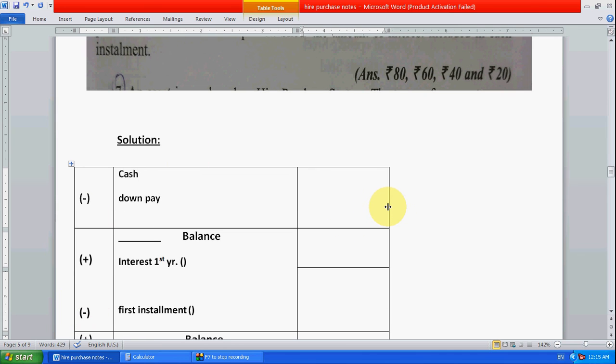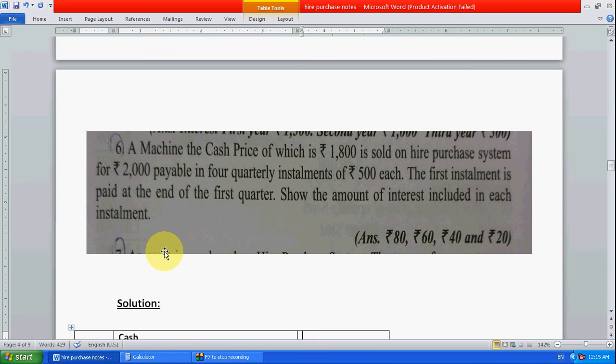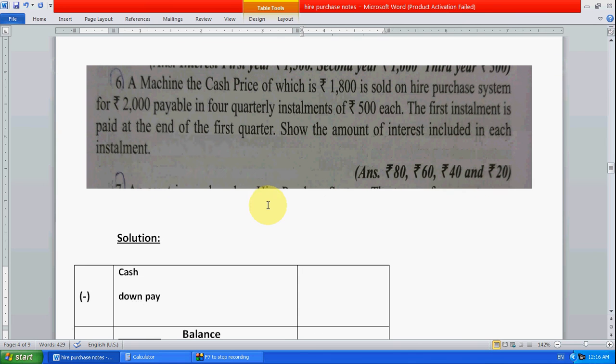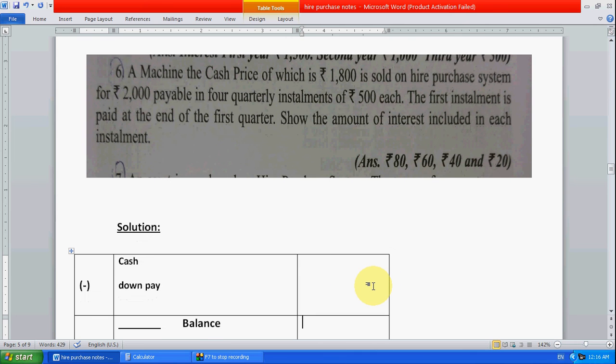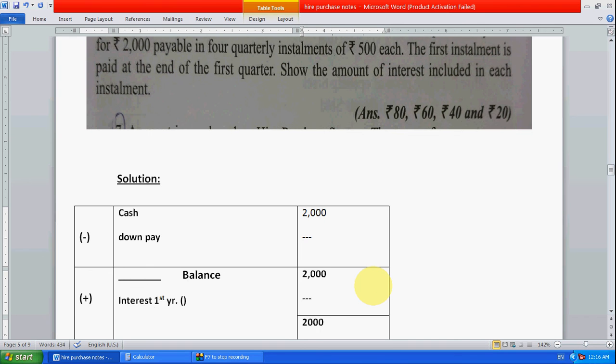Every time we are paying installments only, but there is no down payment. So first write, how much have we sold for? We have sold for 2000. There is no down payment. Down payment is nil, so the balance is 2000 only. There is no interest, so the balance will be 2000 only.